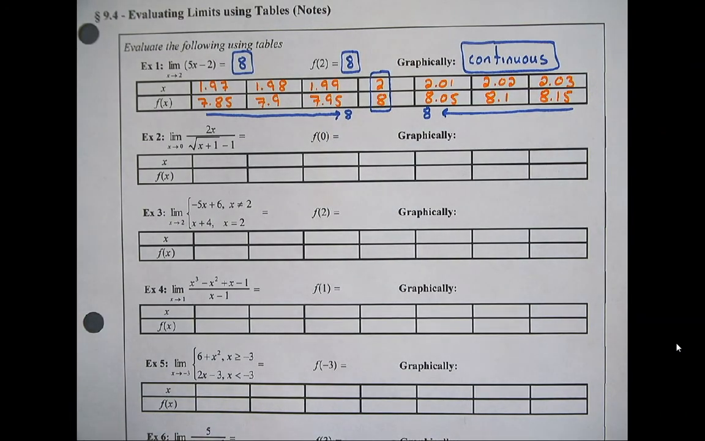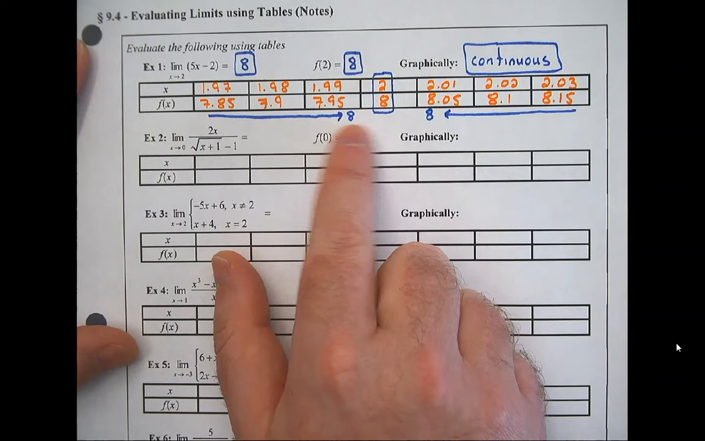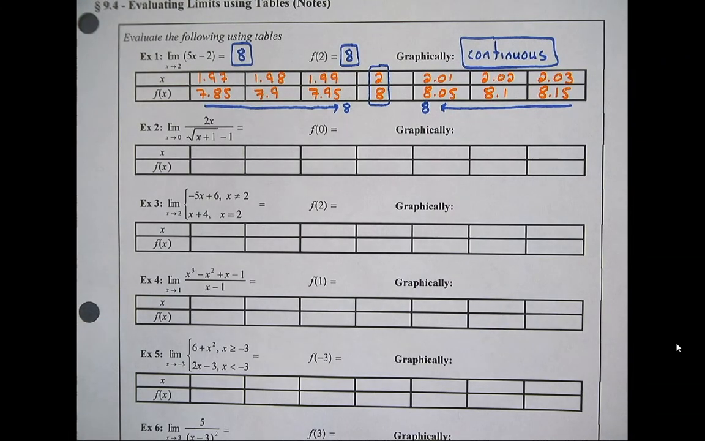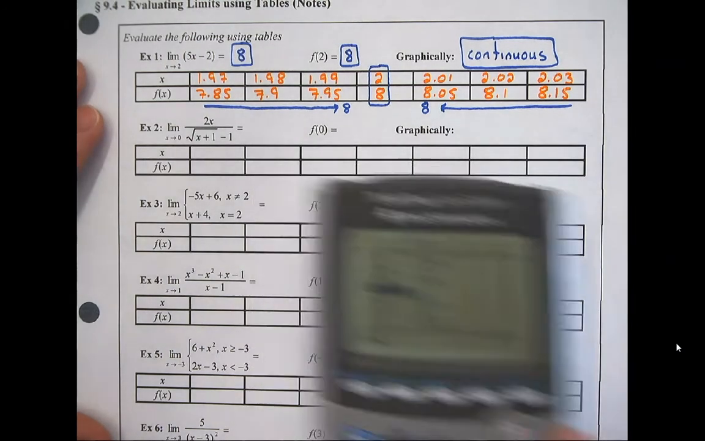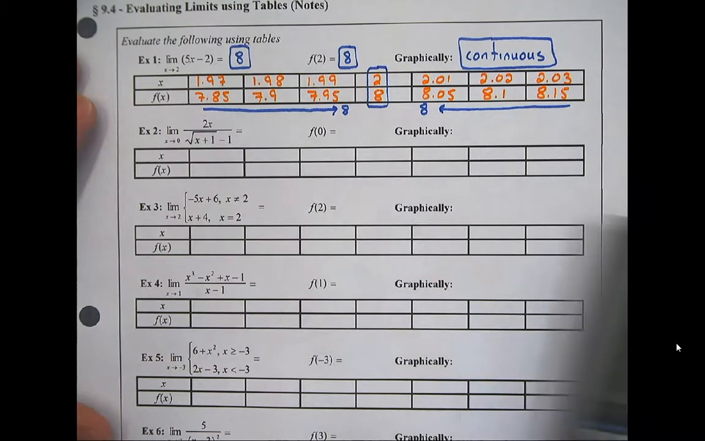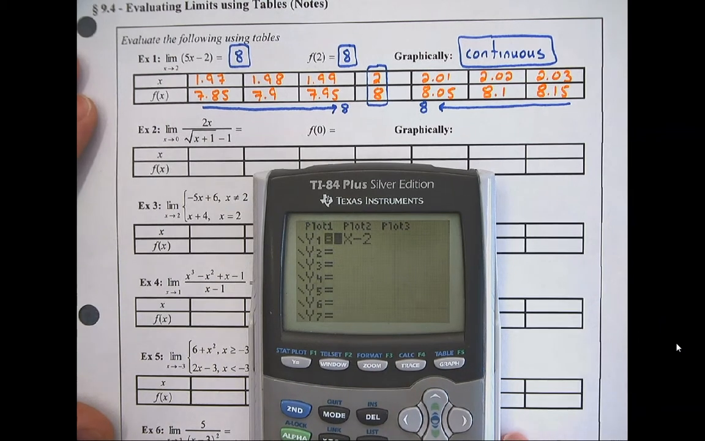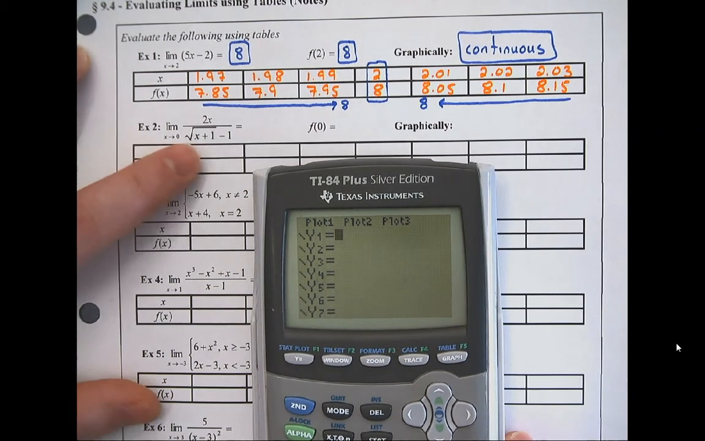All right, let's try another one. Now this one, obviously, like I said, I picked one that was really easy to start off with, pretty straightforward. So going to the next one, we want to look at some tricky scenarios.